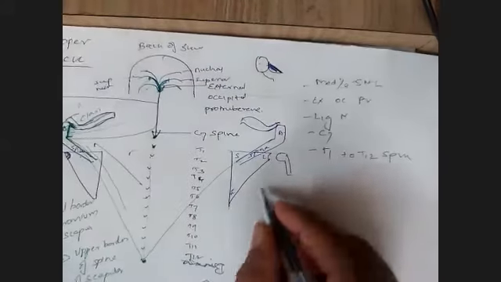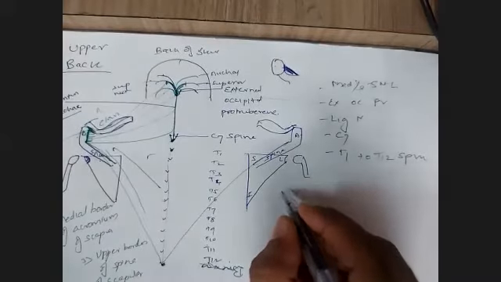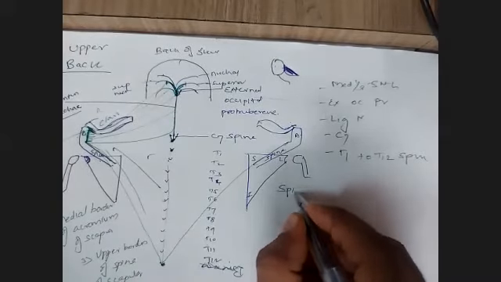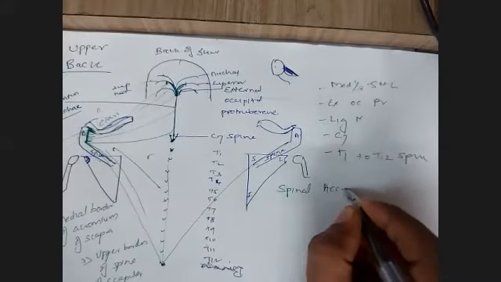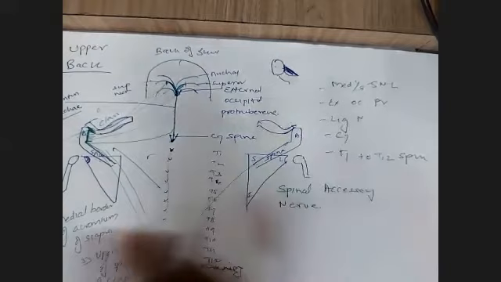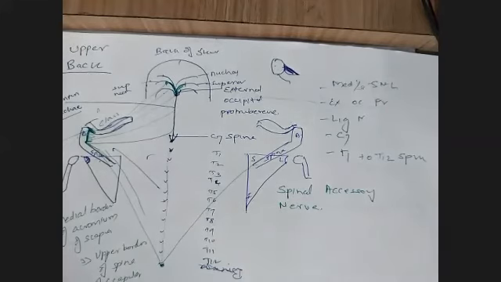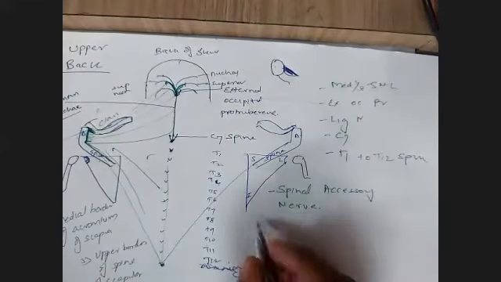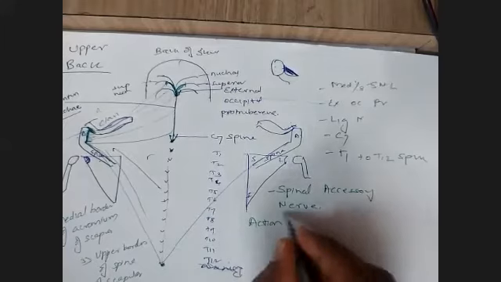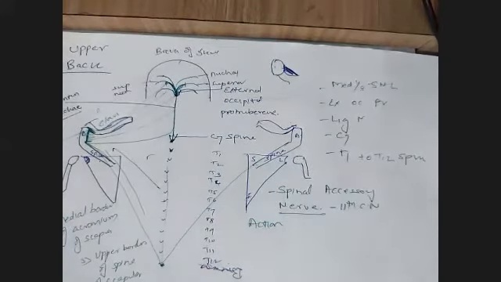Now this muscle, trapezius, is supplied by spinal accessory nerve. It is supplied by spinal accessory nerve, and its actions. Spinal accessory nerve is the 11th cranial nerve. Let us see the action.